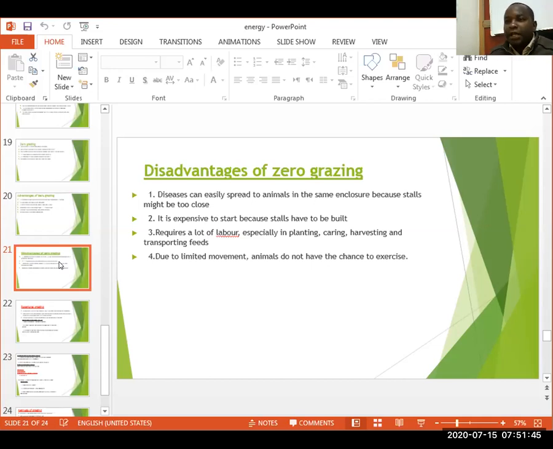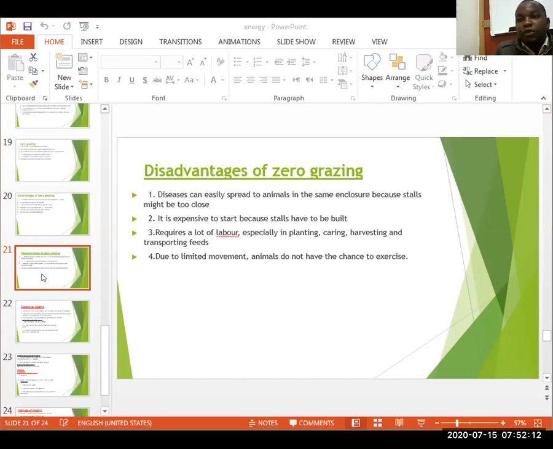Now, number three, it requires a lot of labor, especially in planting, caring, harvesting, and transporting feeds. Due to limited movement, animals do not have the chance to exercise. Remember, that is something you need to understand. Those are the disadvantages of zero grazing.